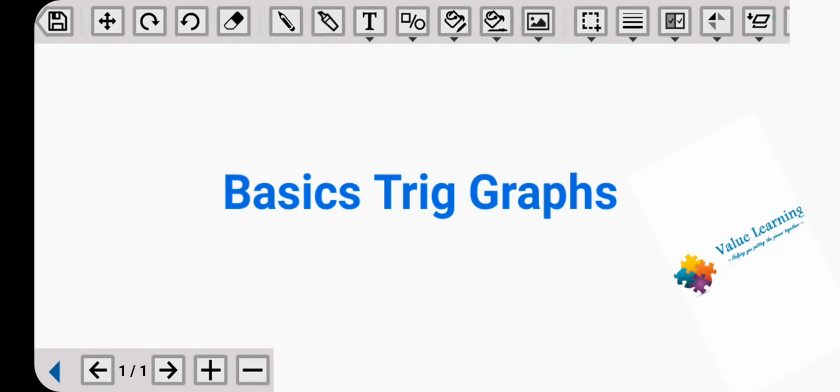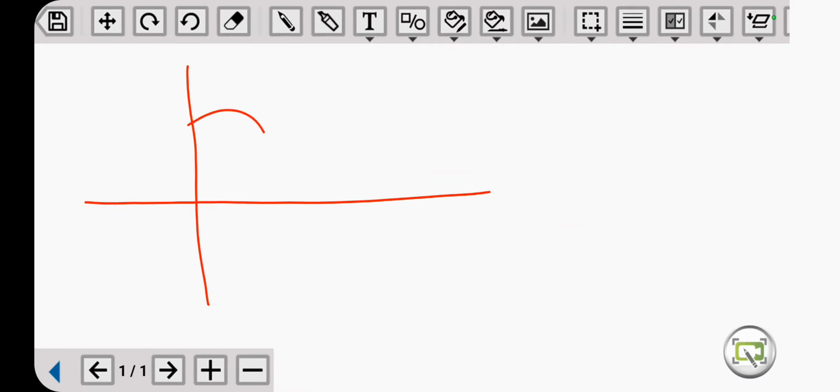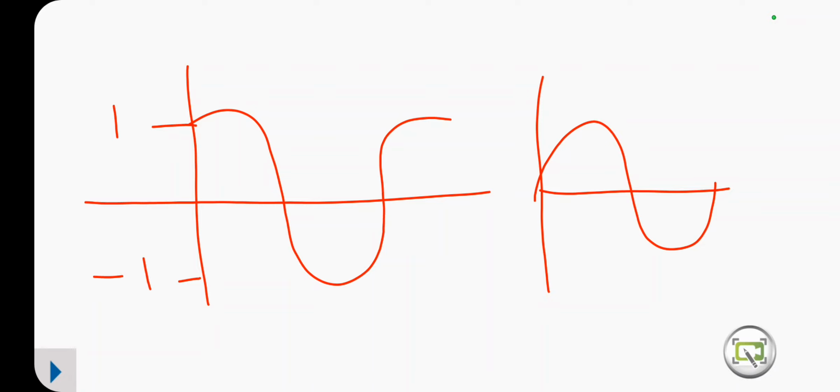Let's look at the basics of trigonometry equations and graphs. Now, starting off with the cos graph, it has a shape like this, where the maximum is 1 and the minimum is -1. The sine graph has the following shape, again with -1 and +1.